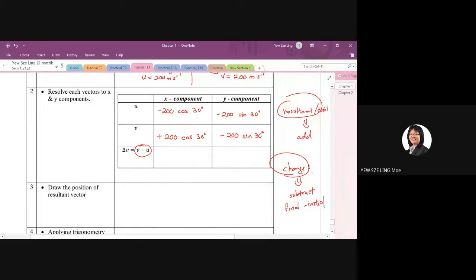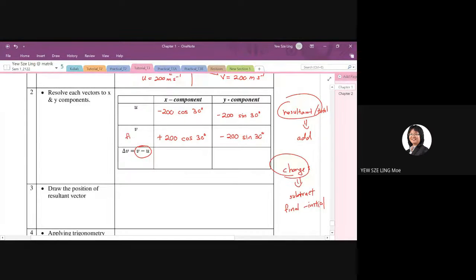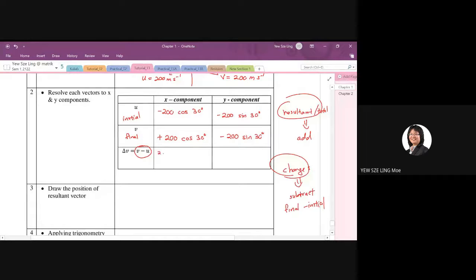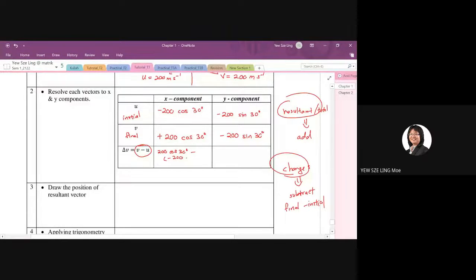Now this question is asking for changes, so you're going to use final minus initial. Final in our case is v. V represents final velocity, and u is the symbol for initial velocity. So final minus initial. For the x component, what do we have? We have 200 cos 30 degrees minus negative 200 cos 30 degrees.